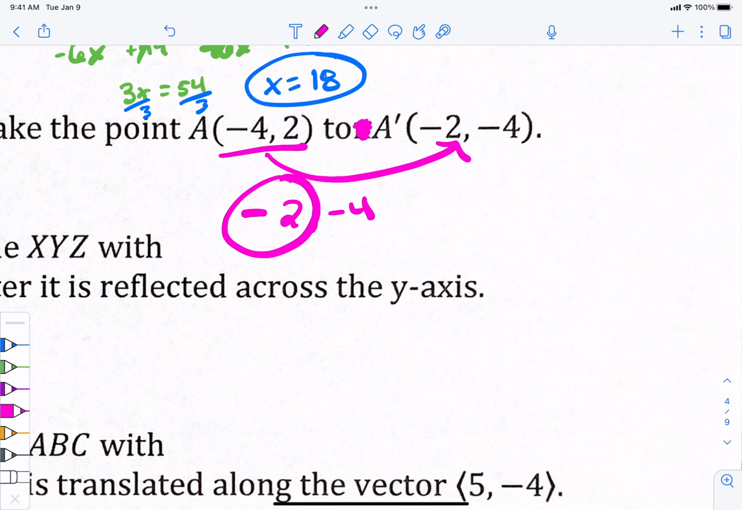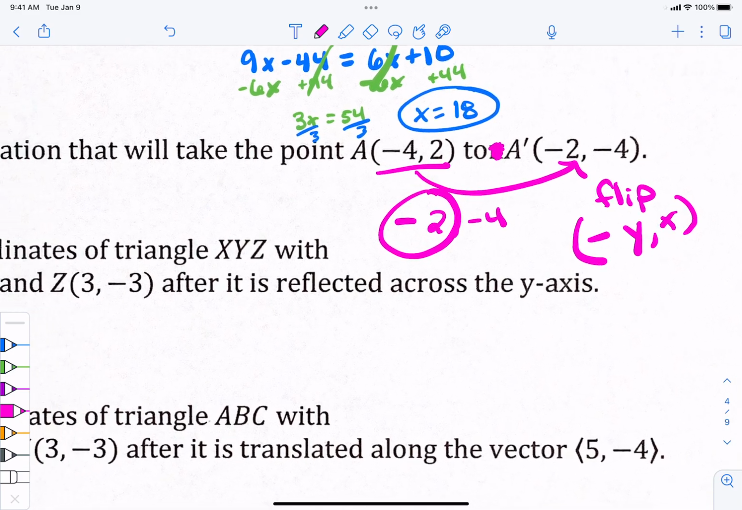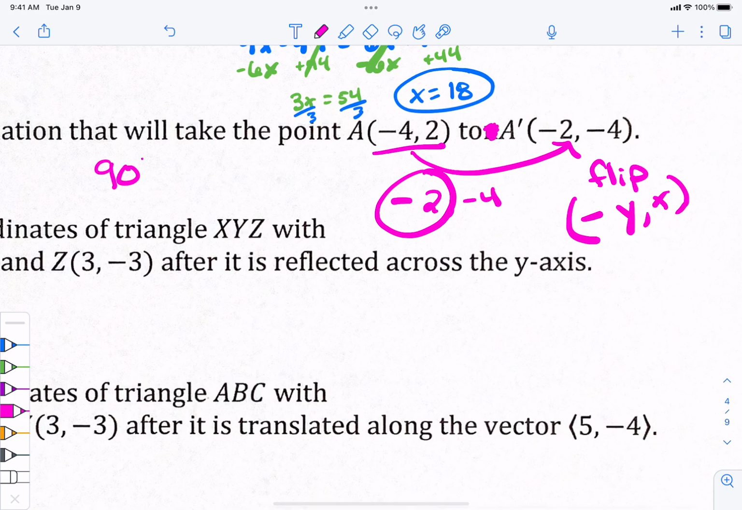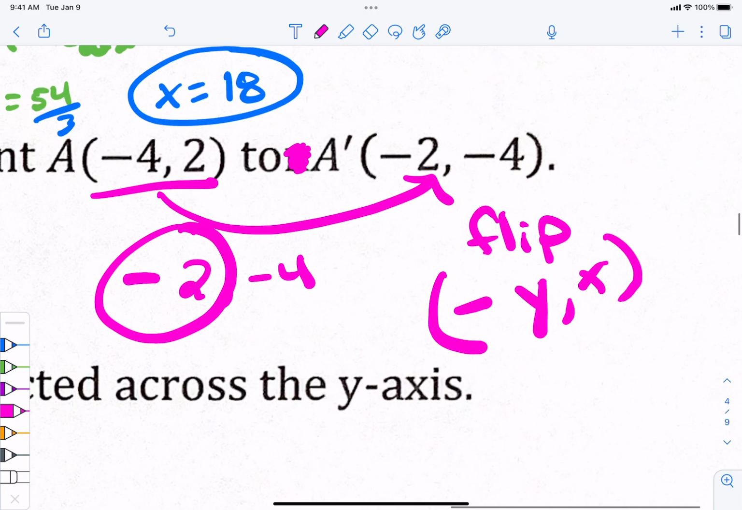So what rule is that? This is a flip, and the first one becomes negative. It's like negative yx. This is a 90-degree rotation. You see how that works? I have flipped them around, okay? And if I flip them around, I get 2, -4, right? But I want -2, -4. So I flipped them and also made the first coordinate negative, which is a 90-degree rotation. Does that make sense?